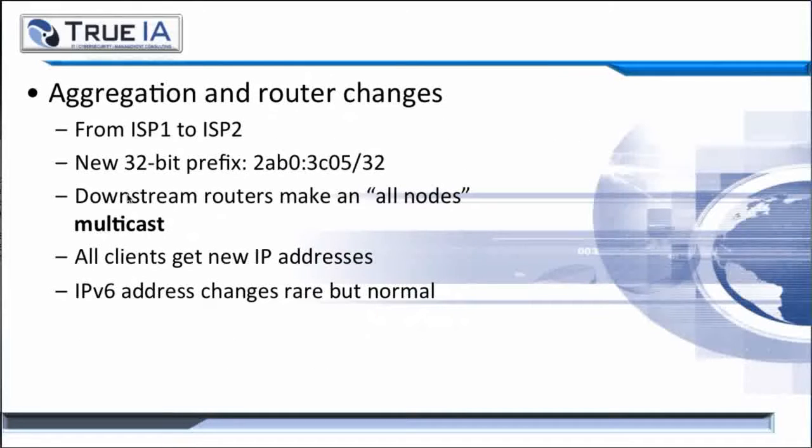So what happens if a route changes? Well, aggregation takes care of that. Starting at the Tier 1, a new 32-bit prefix is affixed to the address. Then downstream routers make an all nodes multicast to all clients to get a new IP address. IPv6 address changes are and will be somewhat rare.